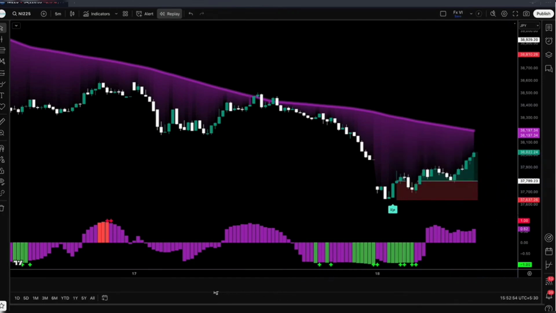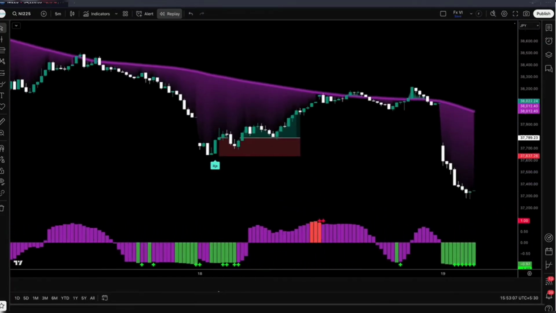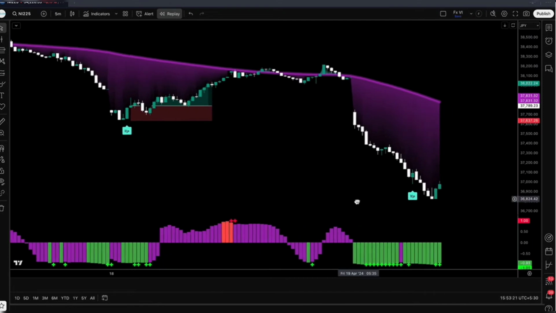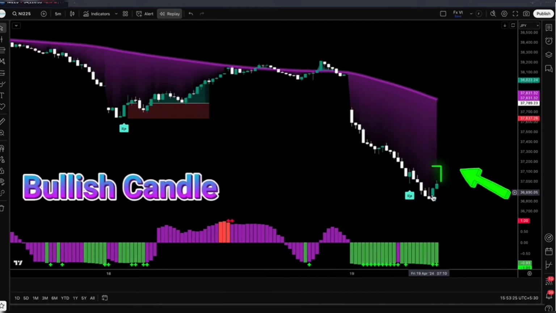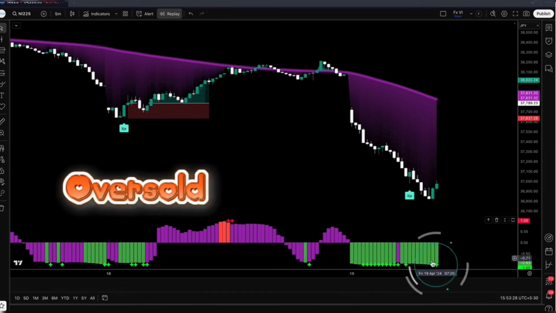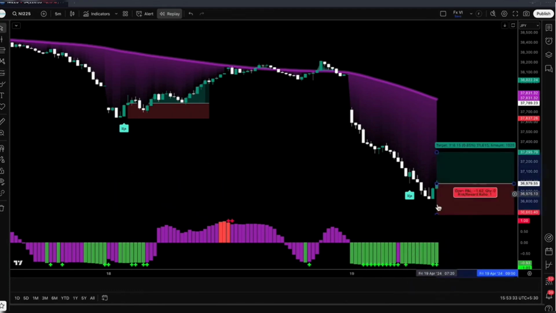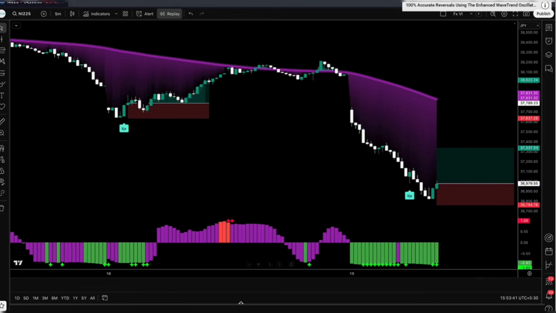Now we will find other trades. The Z-score flow indicator has given us up signals. The market has made 2 bullish candles to give confirmation, and the histo bar of the trend correlation oscillator indicator is oversold. All these conditions are met, so we will place a buy order. Our stop loss will be placed at the current market's lower level, and the risk to reward ratio will be 1 to 1.5.